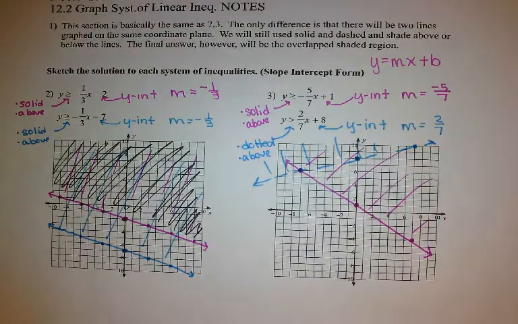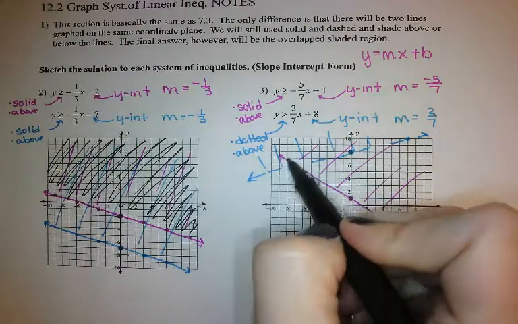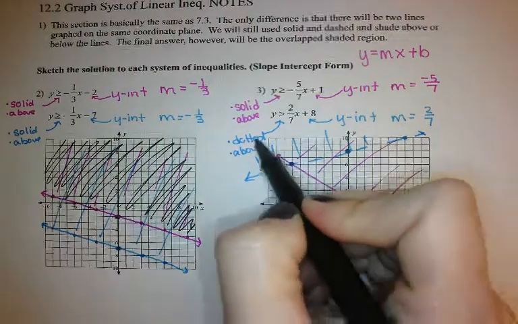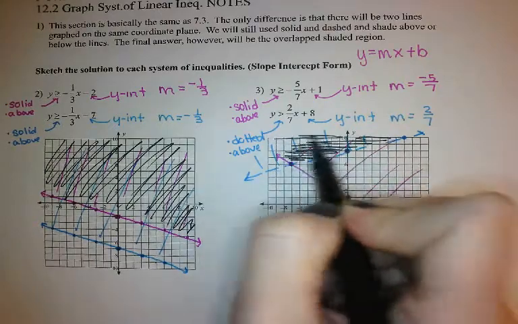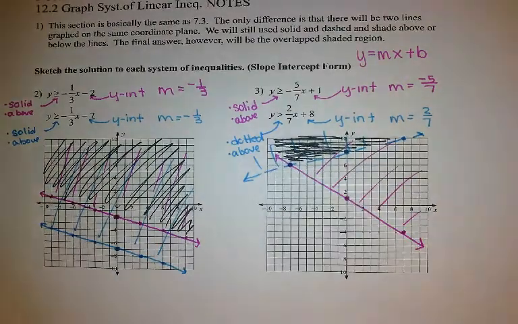Okay, and again, my final answer is where the two regions overlap. So if I look, they're overlapping in this little region right here. So I'm going to darken that in. That's the final solution set.